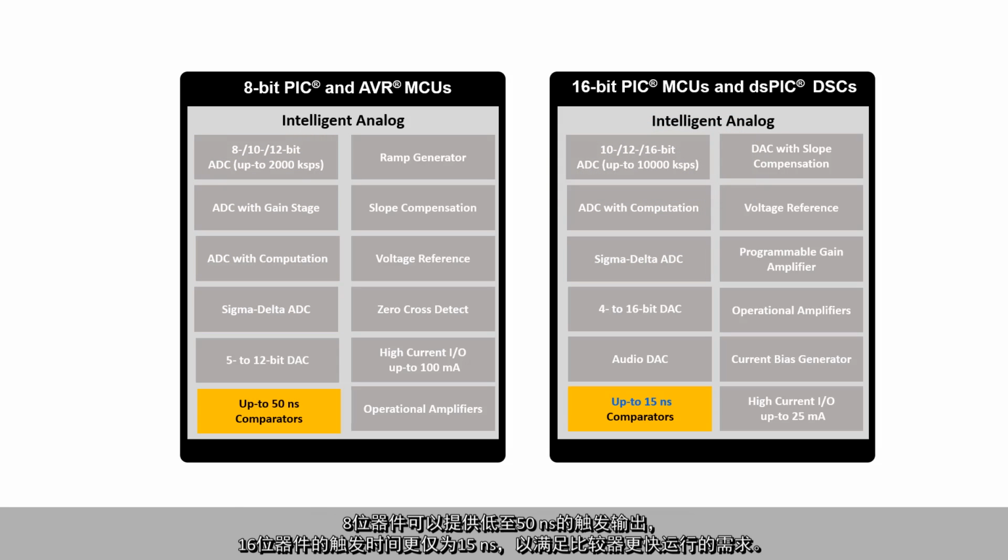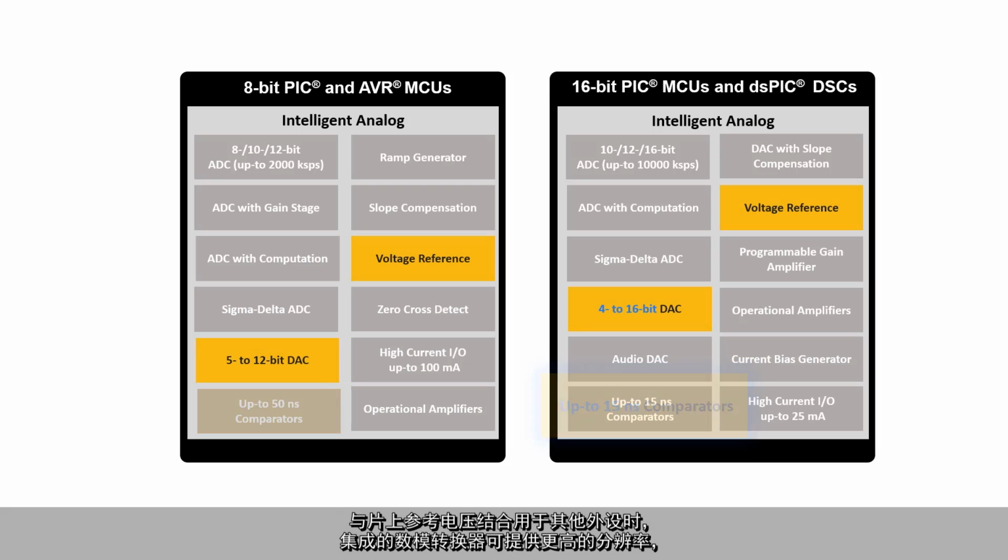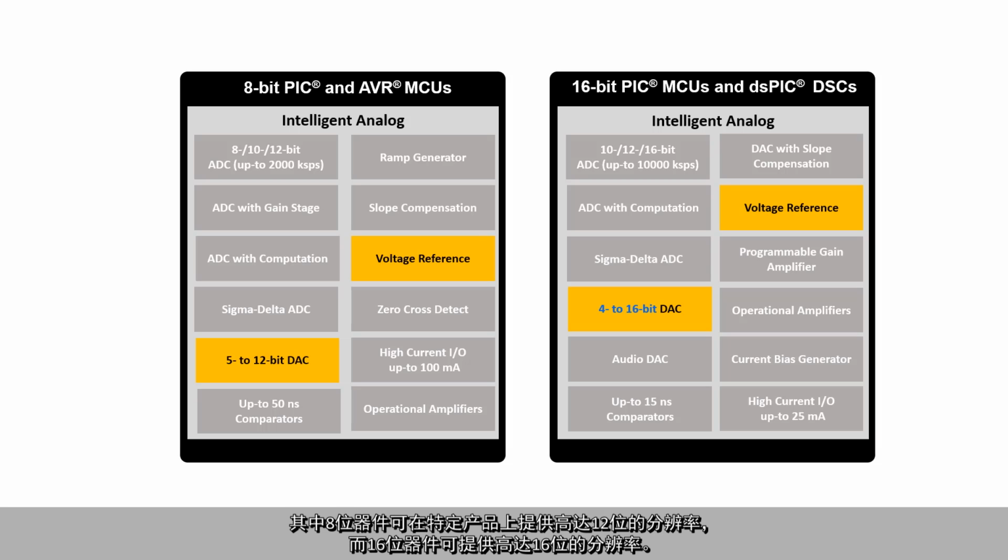Faster comparator operation requirements can make use of 8-bit devices, which can trigger an output in as little as 50 nanoseconds, with 16-bit devices able to trigger in as little as 15 nanoseconds. Integrated digital to analog converters can be used to provide a finer resolution when used with on-chip voltage references to other peripherals, with 8-bit devices providing up to 12 bits of resolution and 16-bit devices providing up to 16 bits of resolution on select products.